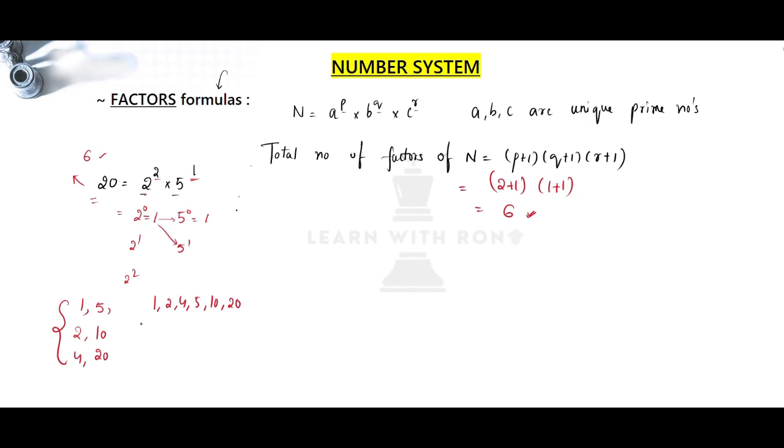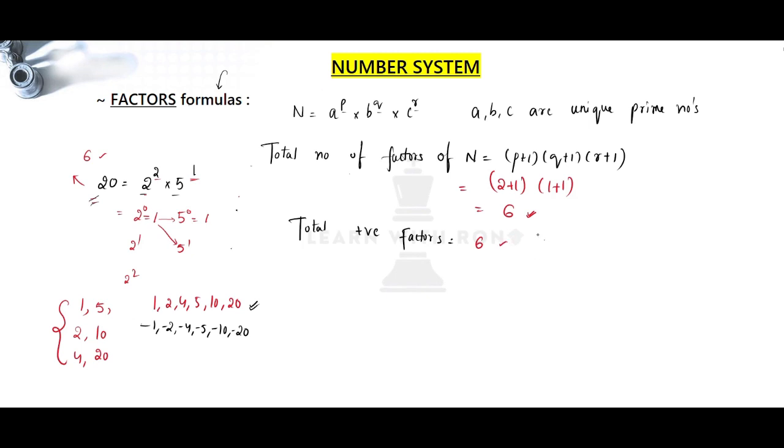Remember one more point. These are the positive factors of 20. The negative factors minus 1, minus 2, minus 4, minus 5, minus 10 and minus 20 also divide the number 20. In the examination, if they ask the total number of factors of N, we just consider only positive factors. If they ask for total positive factors, it is simply the number of factors of N. In this case, the number is 6.